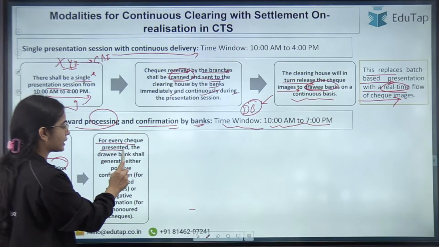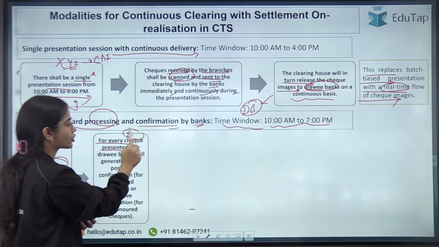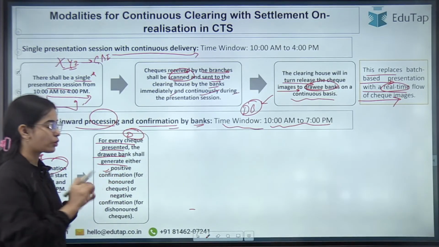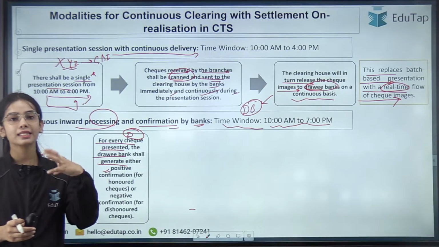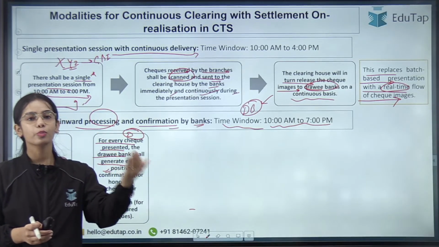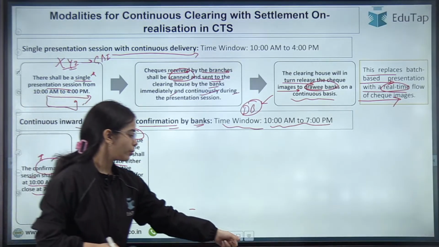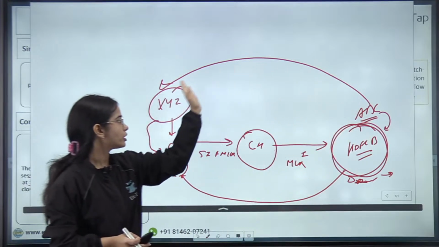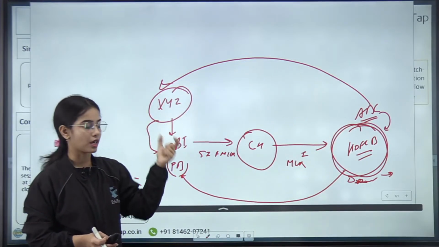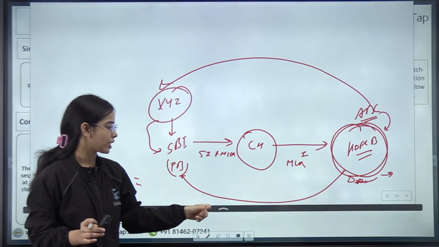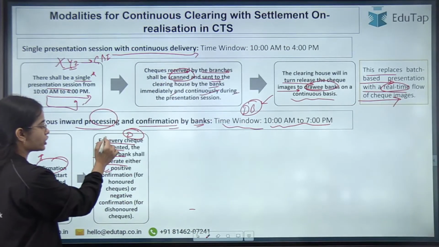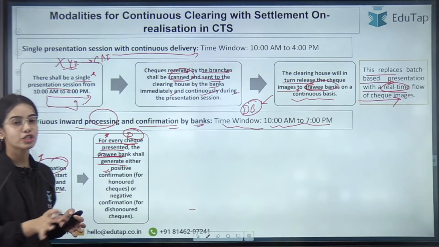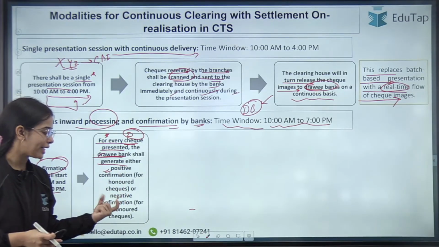For every check presented to the drawee bank, that is every check that the drawee bank is getting, the drawee bank shall generate either a positive confirmation that the check is honored, that ABC has enough money in his account to pass on the money to XYZ, so the HDFC Bank can transfer the money to the relevant account, or the settlement can happen. So for every check presented, the drawee bank shall generate either a positive confirmation or a negative confirmation.